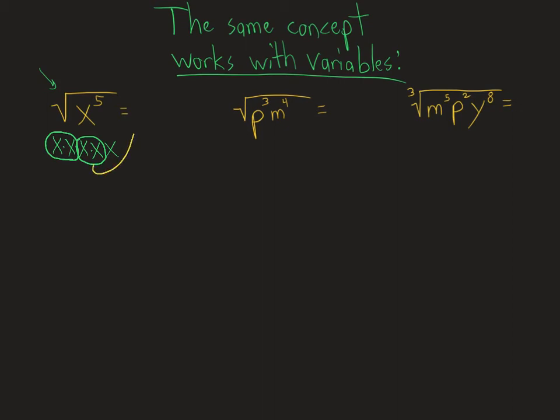This group of x's, when I take its square root, becomes an x on the outside. This group of x's, when I take its square root, becomes an x on the outside. This x is by himself. I can't take him out from under the radical, so he is stuck inside. And then what can you do if you have x times x? Hopefully you guys are saying, well, x times x is x squared. And so we end up with that.